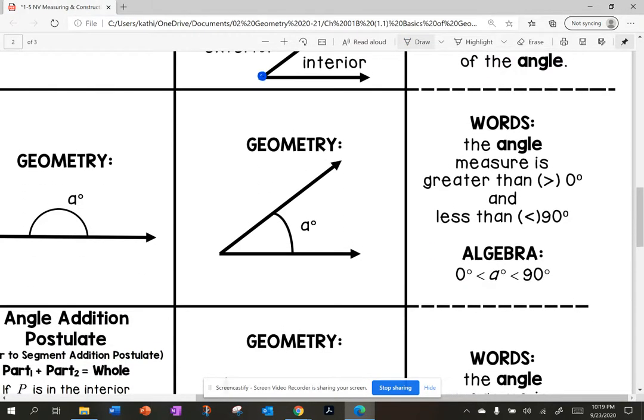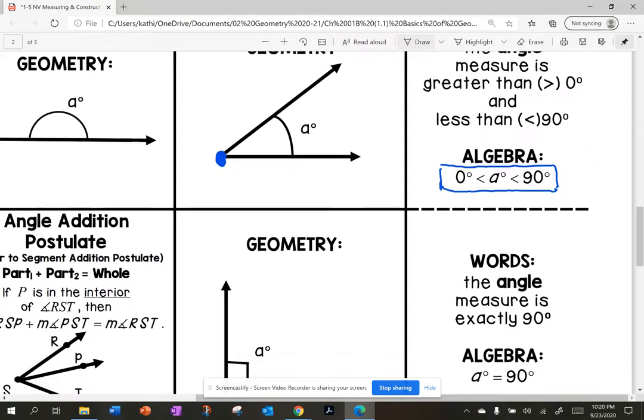So the first type of angle I'd like to talk about is an acute angle. An acute angle is where my measure is greater than 0 and less than 90. So I can write that as an inequality like this. Okay, here's my vertex. So I'm greater than 0 and less than 90.